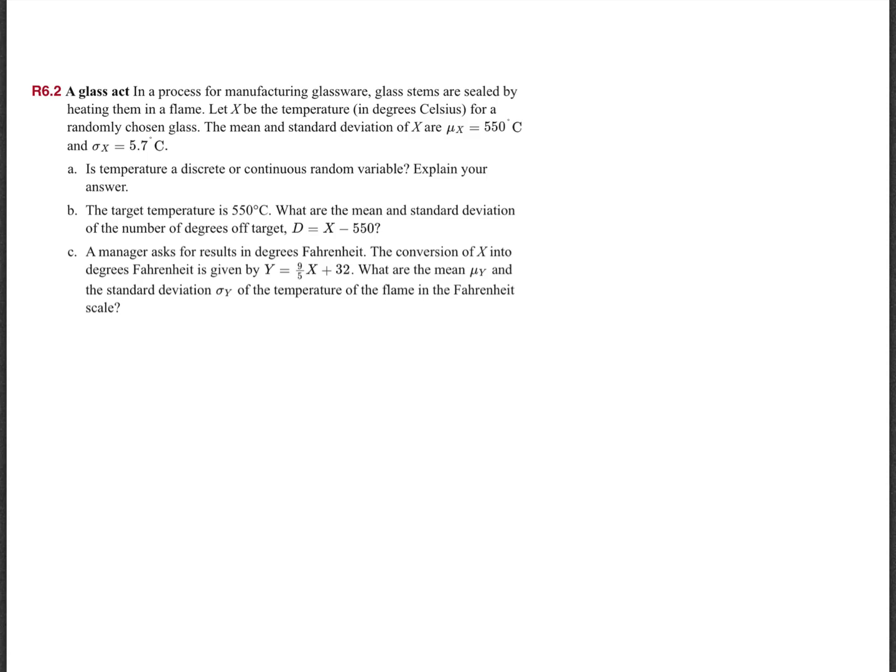Explain your answer. So this is definitely continuous. Things like temperature that are measurements are almost always continuous. Maybe some rare cases are discrete. But you can see, temperature could be any value. Even if you pick two random values, 0 and 1, there's an infinite number of temperatures in between 0 degrees Celsius and 1 degree Celsius without any gaps. So definitely continuous.